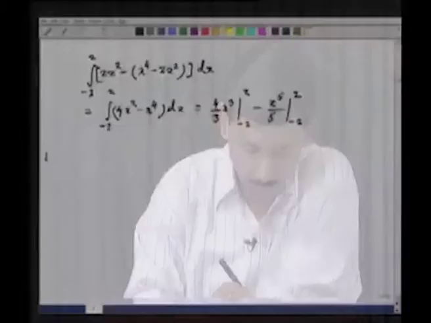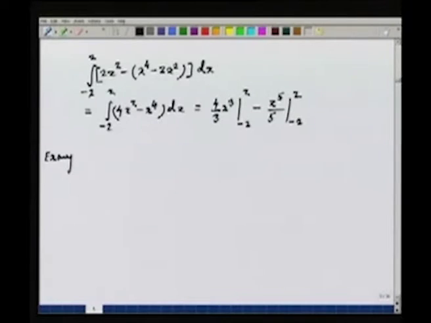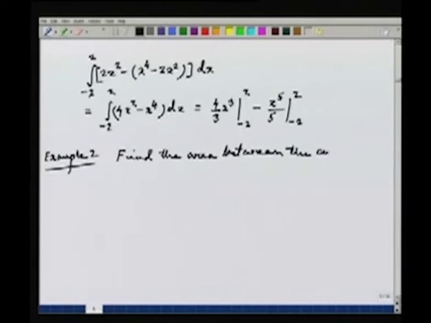Now let us go to another example. This is slightly different than the previous one. So this is example 2. The problem is to find the area between the curves x equals 3y minus y square and x plus y equals 3.